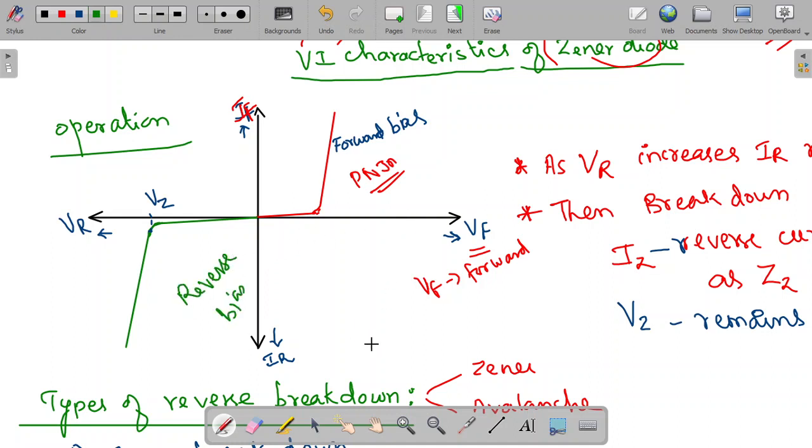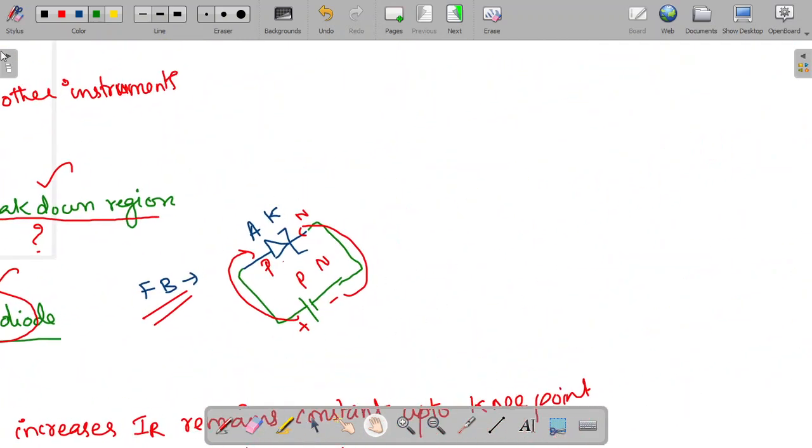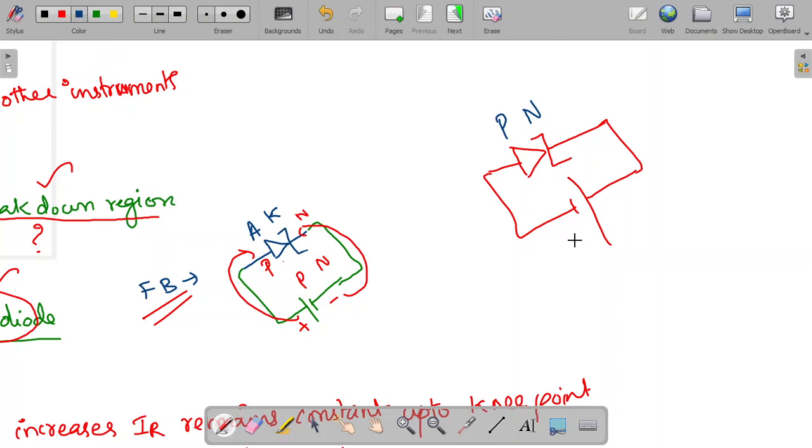What happens during reverse bias, we know that also, right? Reverse bias means if you have a diode like this, with the P-type material here and the N-type material here, it should be connected to the battery like this. The P-type material is connected to the negative terminal and the N-type material is connected to the positive terminal. The opposite polarity is connected, so we call it the reverse bias condition.